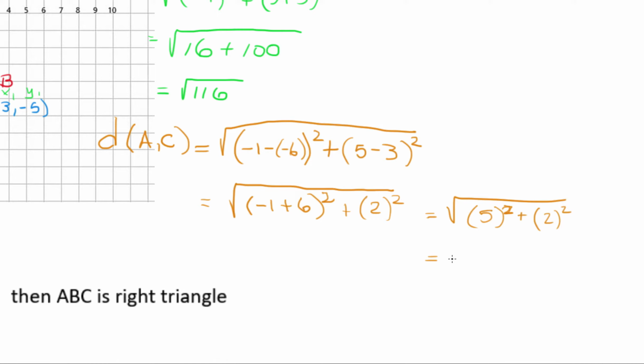Now 5 squared. Remember, what is 5 squared? 5 squared is not 10. 5 squared is 5 times 5, which is 25. And 2 squared is 2 times 2, which is 4. So this is square root of 29. So the distance between AC, or lowercase b, is square root of 29.